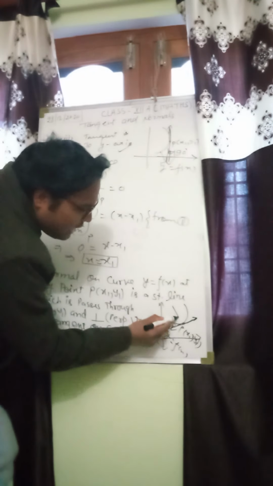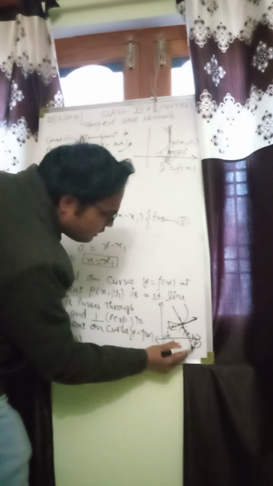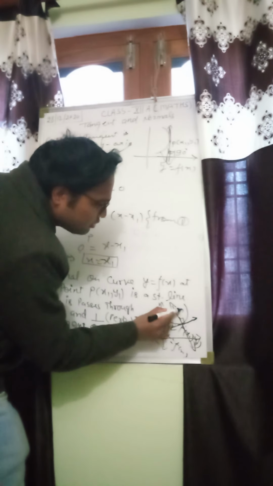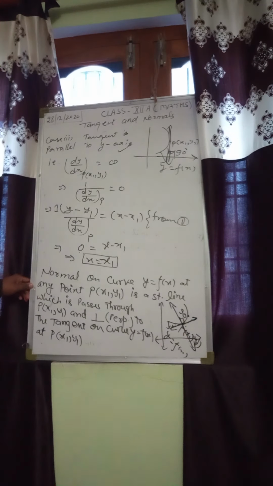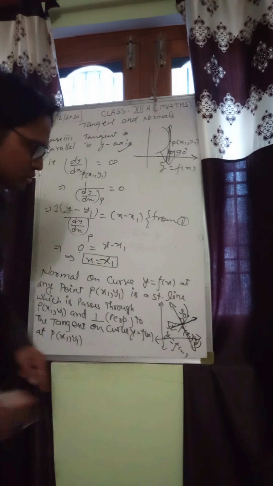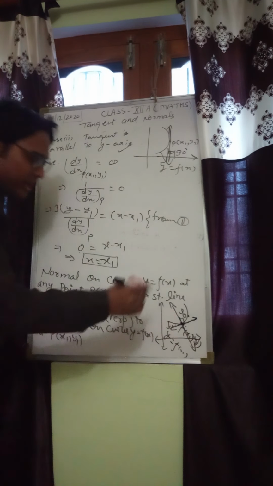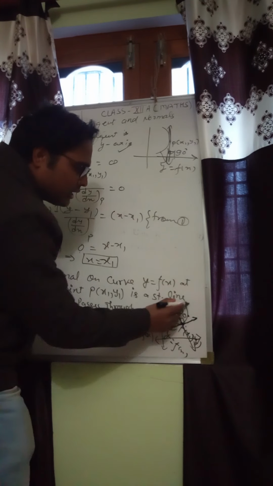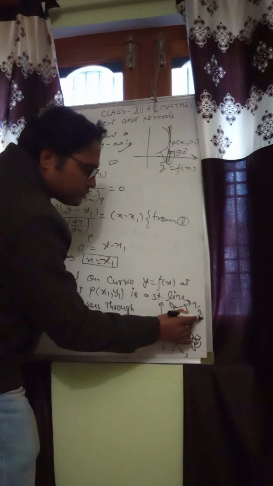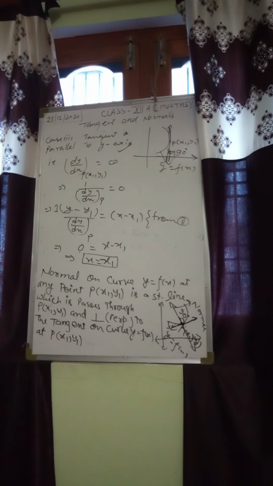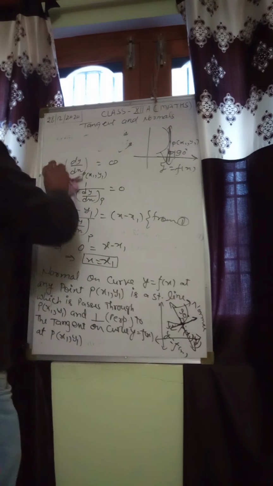Clearly, this line which is perpendicular to the tangent and passes through the point P(x1, y1) will be called normal. Okay, so what is normal? That is the line which passes through that particular point and is perpendicular to the tangent line. So now I am going to find out the equation of normal.